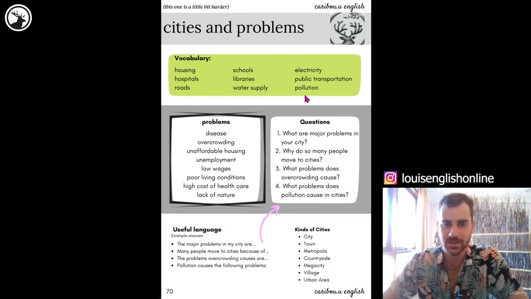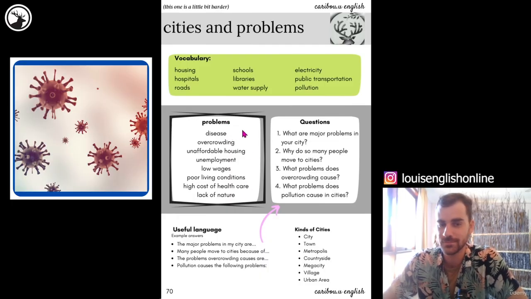So those are some of the vocabulary. These are words that can describe cities, right? And there's also problems that you find when you live in a city. And let's read the problem vocabulary as well.